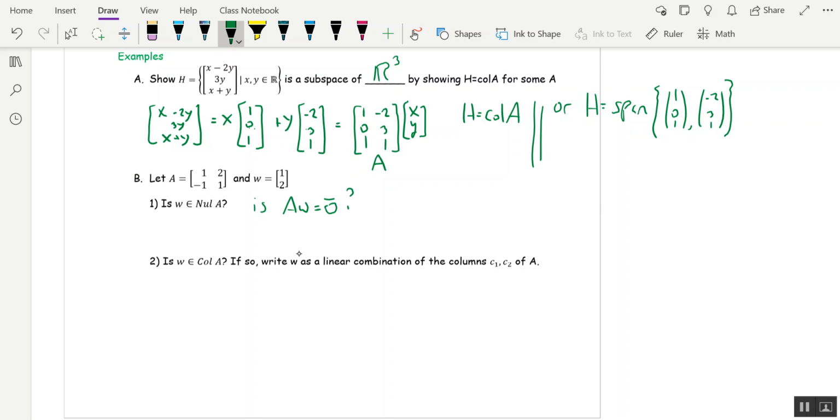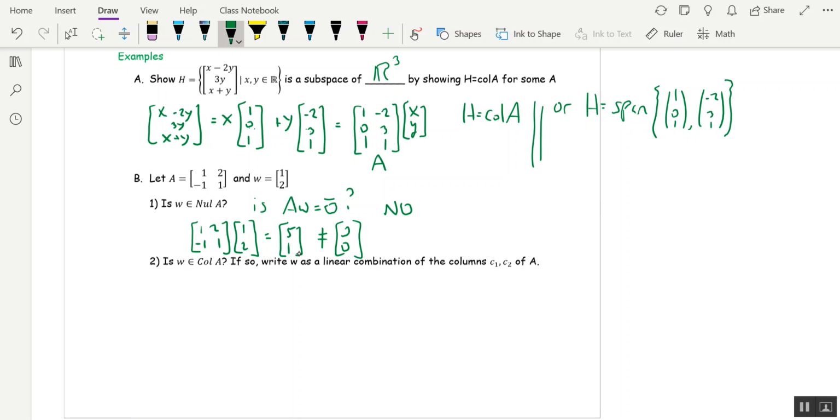Because if you're in null A, that means A multiplies U and sends U to 0. So we just need to check AW and see if it's the zero vector. 1, 2, negative 1, 1 times W is 5. So it's already not looking good. And then 1. So that's not 0, 0. So the answer is no.